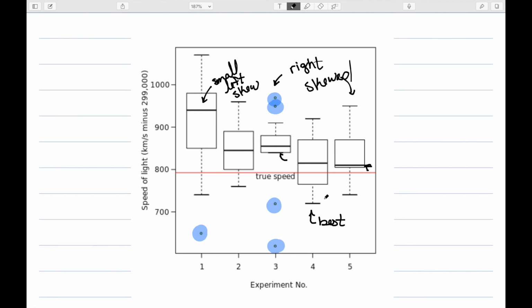But overall, we can see that experiment 4 was the best and experiment 3 was the worst. The only two that kind of got close and didn't over measure this were considered outliers.